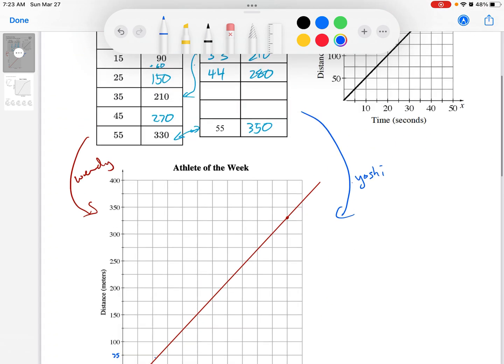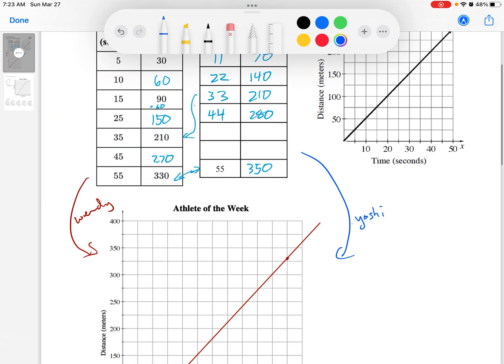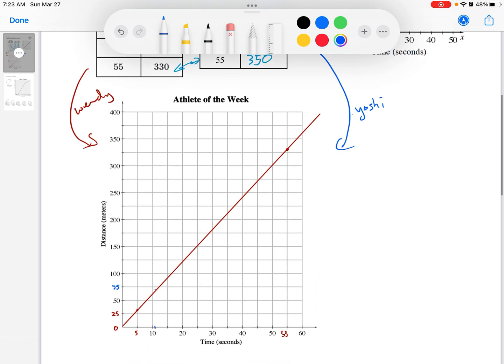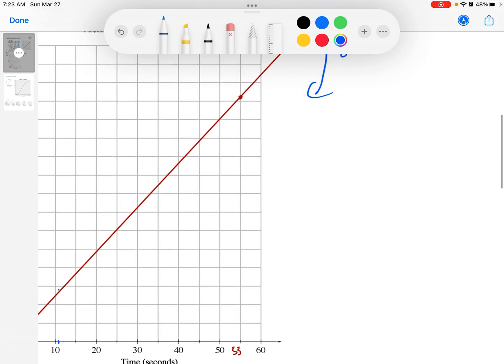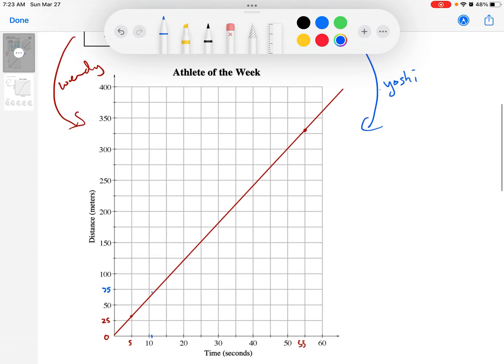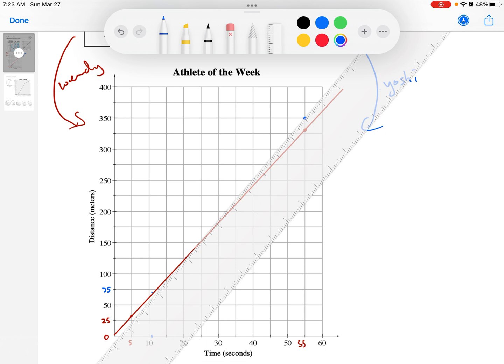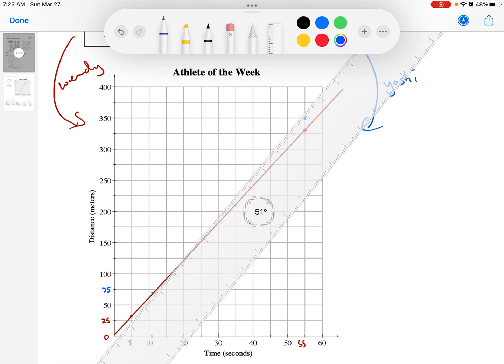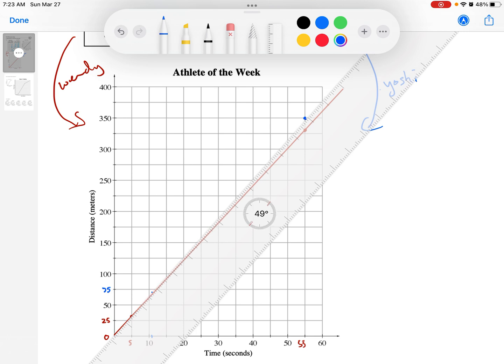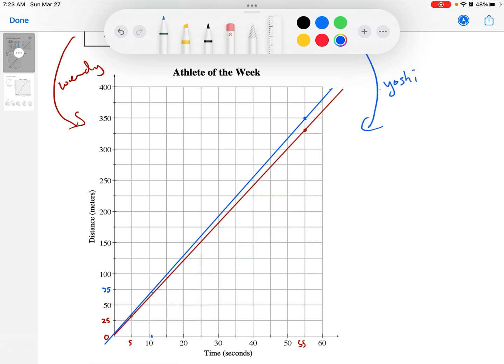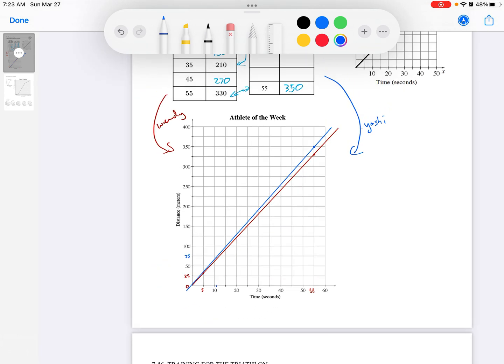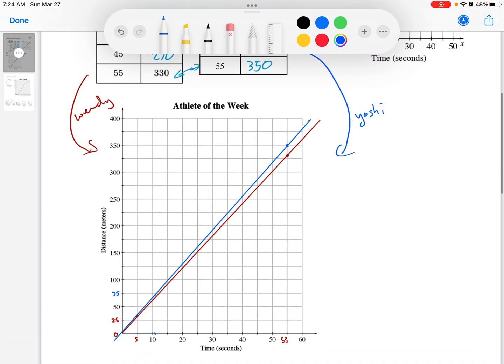And then what else do we know? That he, at 55 seconds, 350. Oh, that'll be a little easier for us to do. So at 55 seconds, 350 will be right there. And what we'll do is we'll put that ruler on for Yoshi. It's kind of trying to snap to this, and I think we're doing okay. It didn't snap too hard, but there we go. There's Yoshi's in blue. All right.